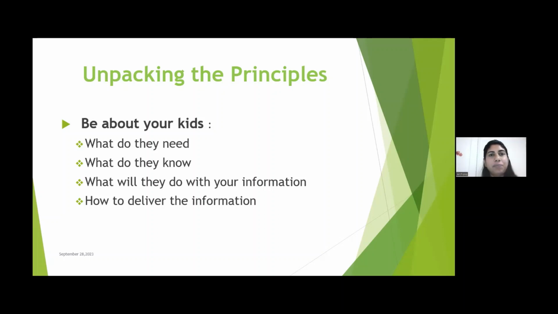The next principle is: be about your kids. We need to know, what do they need? What do they know? What will they do with the information we are sharing? How should we deliver that information? Remember, again, when we fail to communicate with our audience, we fail to reach our audience. By audience, I mean our students, our kids, right? If we are not communicating well with them, we'll never reach them.